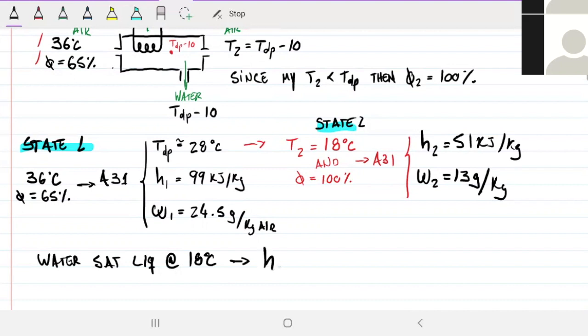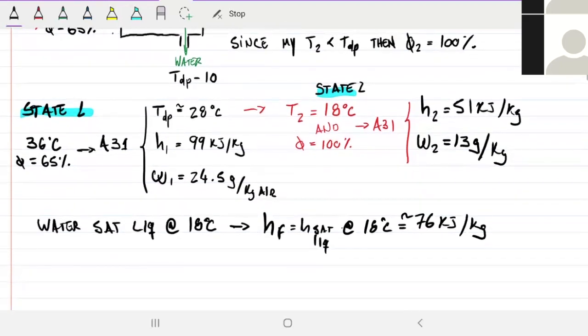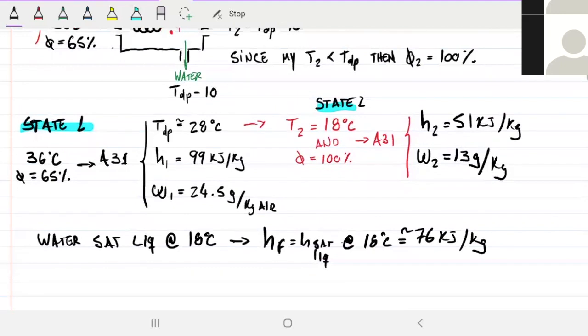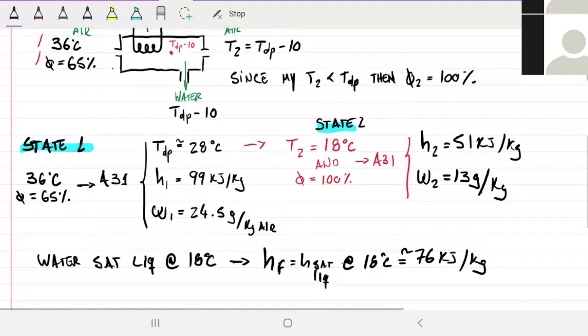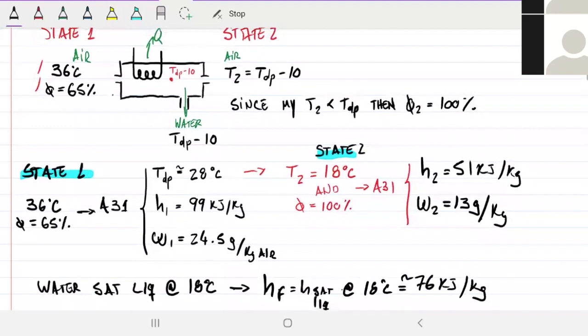We can grab hf, or h sat liquid, at 18, which equals, I had to interpolate for this one, about 76 kilojoules per kilogram. So I had to interpolate between 15 and 20, just so you know. Okay, so I have enthalpy for all the states. I have all the states defined. It's just a matter of calculating what that Q is.